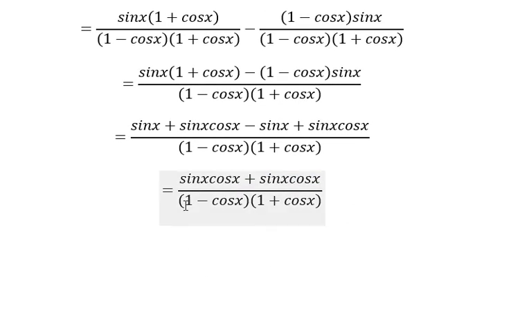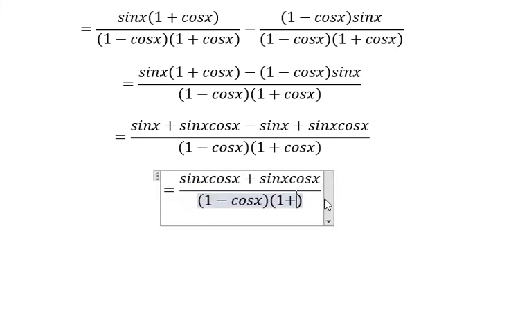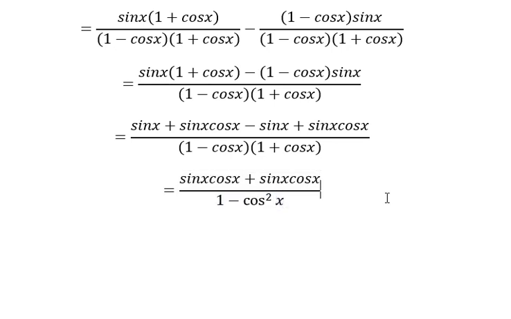And for 1 minus cosine s multiplied with 1 plus cosine s, we change it into 1 minus cosine squared s. And we know that sine s cosine s summed together, you get 2 sine s cosine s.